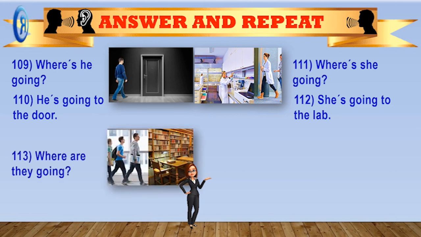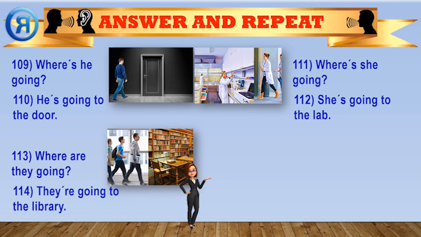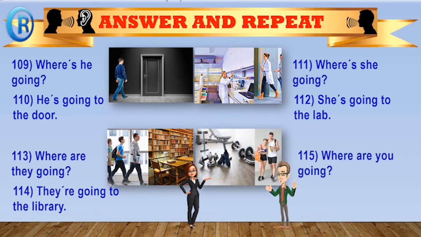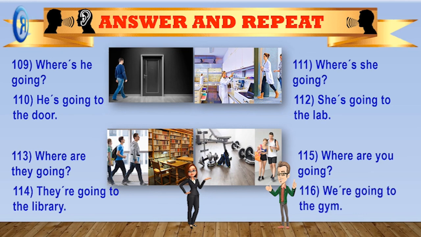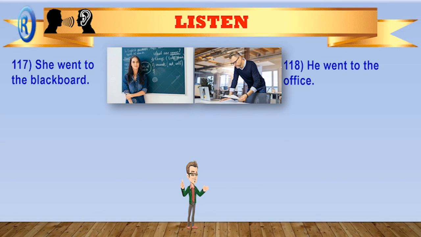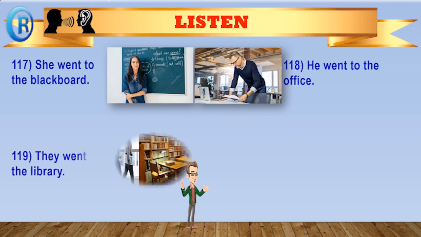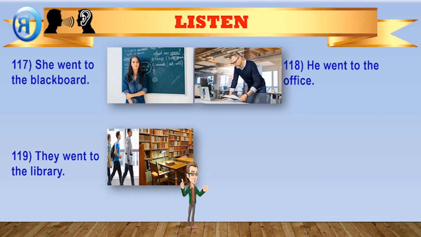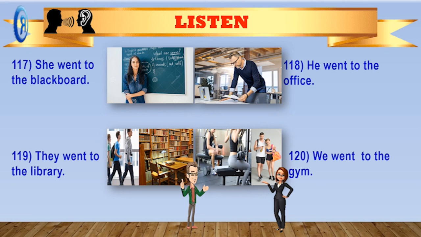113. Where are they going? 114. They're going to the library. 115. Where are you going? 116. We are going to the gym. 117. She went to the blackboard. 118. He went to the office. 119. They went to the library. 120. We went to the gym.